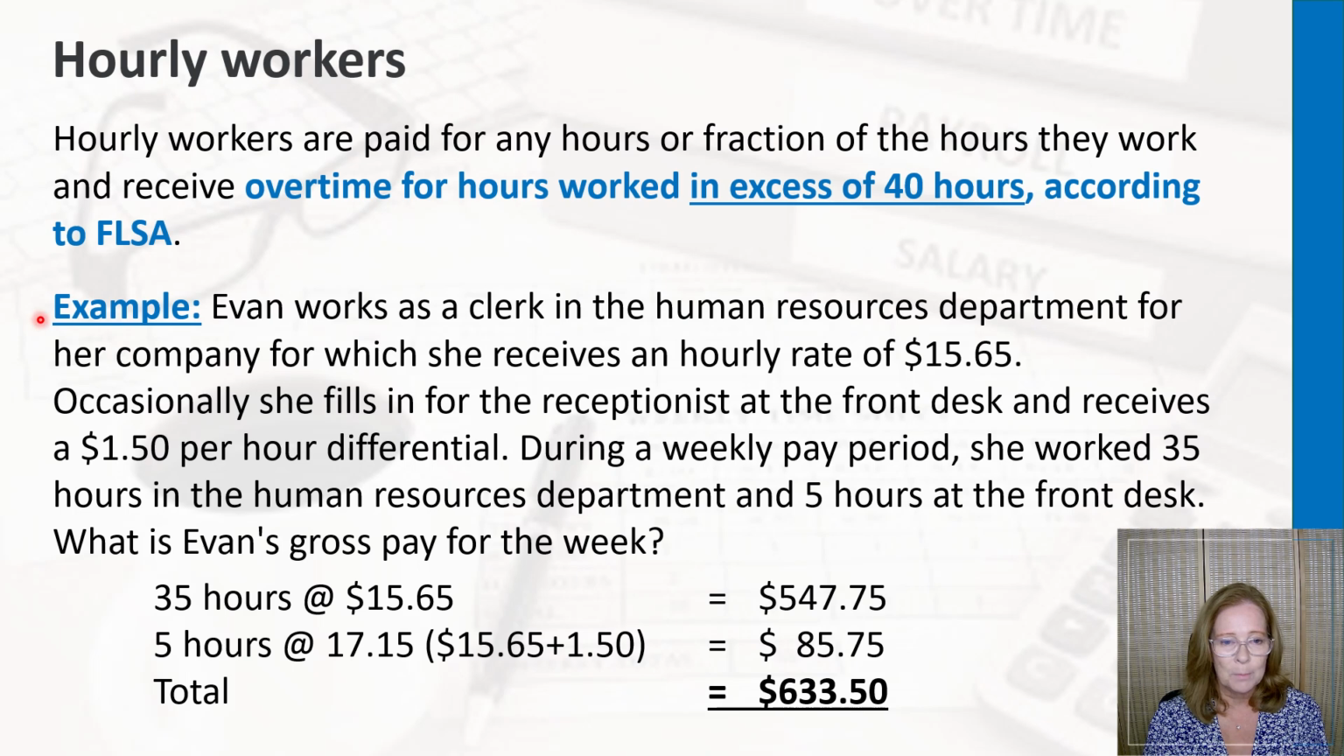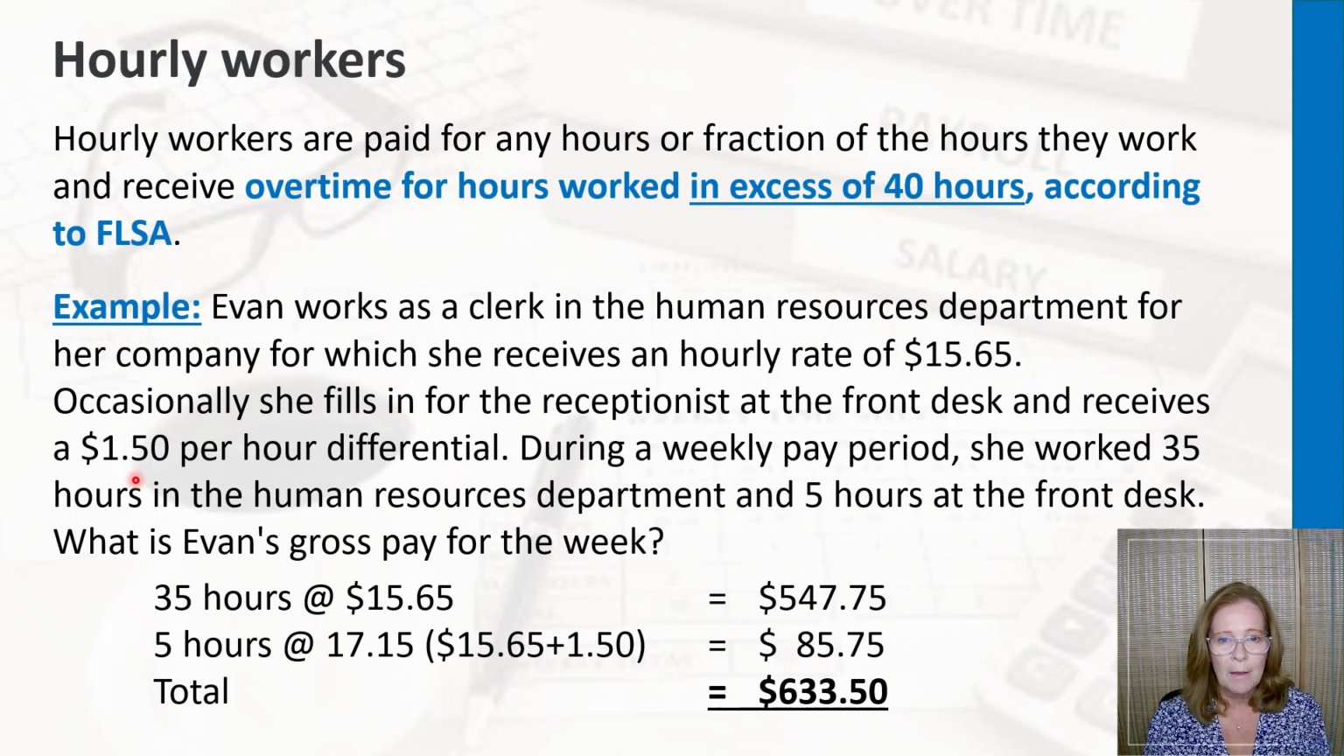And here's an example. Evan works as a clerk in the Human Resources Department for a company for which she receives an hourly rate of $15.65. But she also occasionally fills in as a receptionist, and then she receives $1.50 more. That's called an hour differential. In this example, we're told the dollar amount of the differential, but sometimes it's expressed as a percentage.